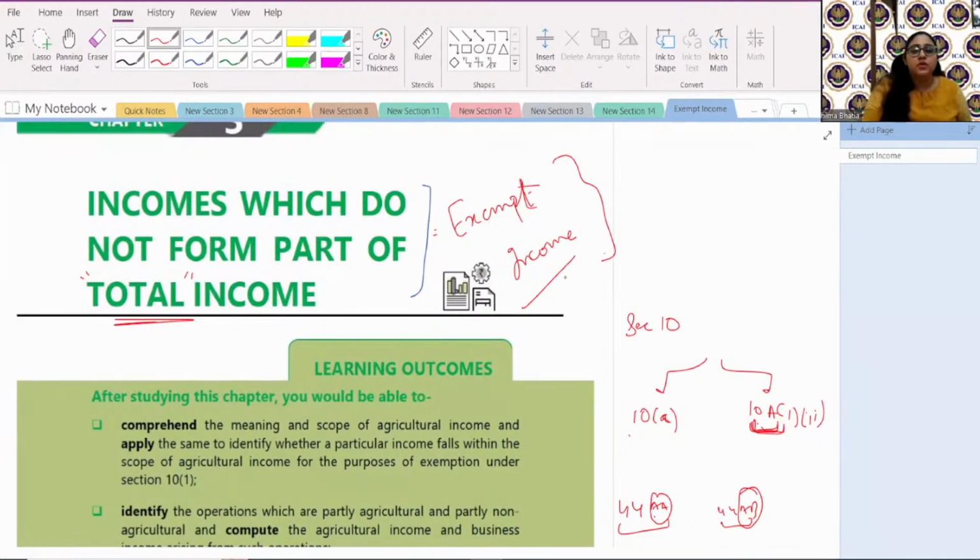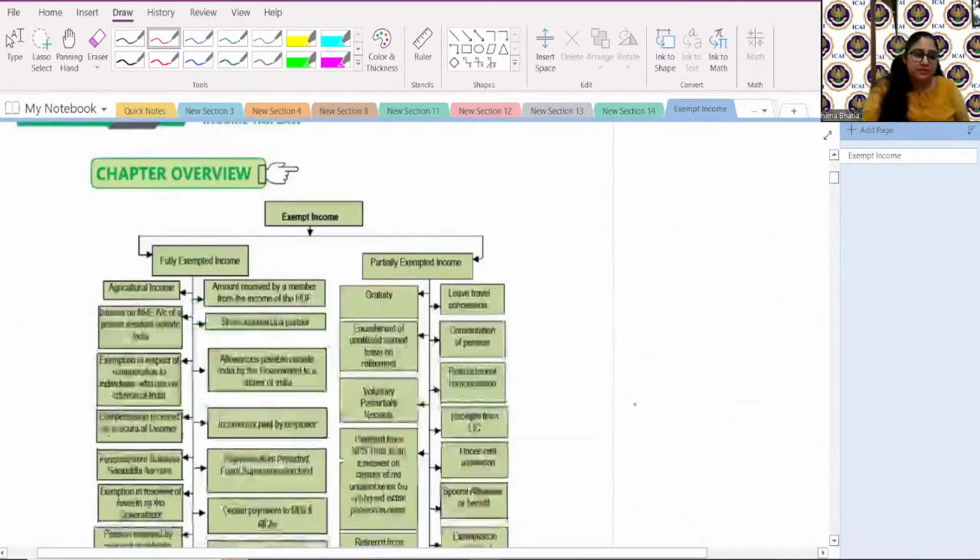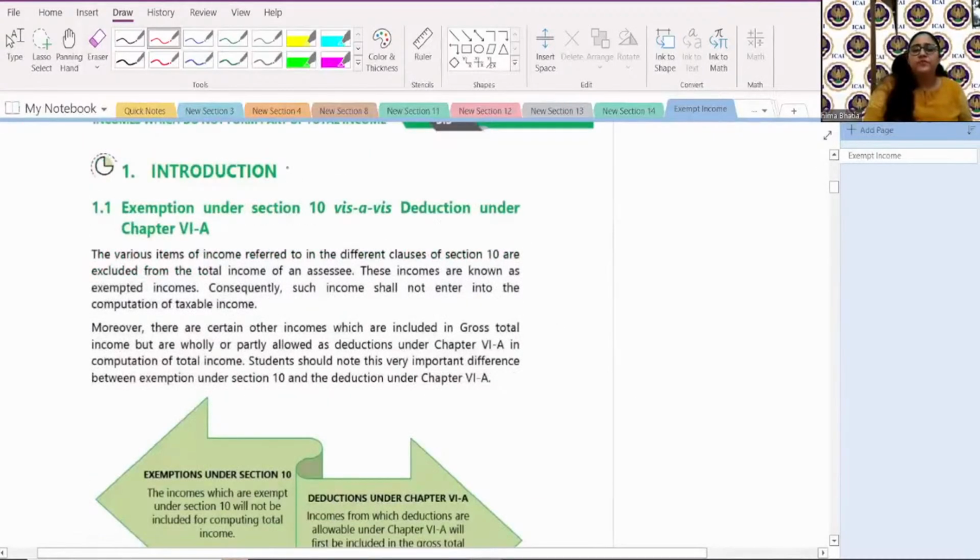So now I was telling you about exempt income. But there are two words which are going to be very commonly used: exemption and deduction. Exemption word and deduction word. What is the difference between these two terms which are written here? Are they the same? Can we use the words interchangeably in tax? No. Exemption is basically that income would not be taxable, hence it will not come to my total income.